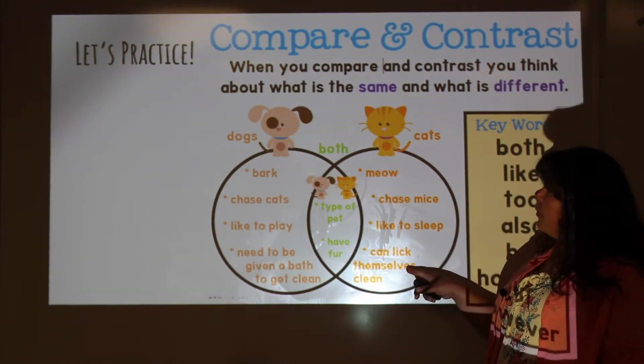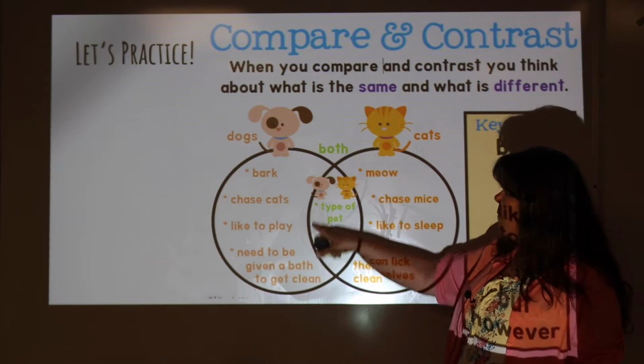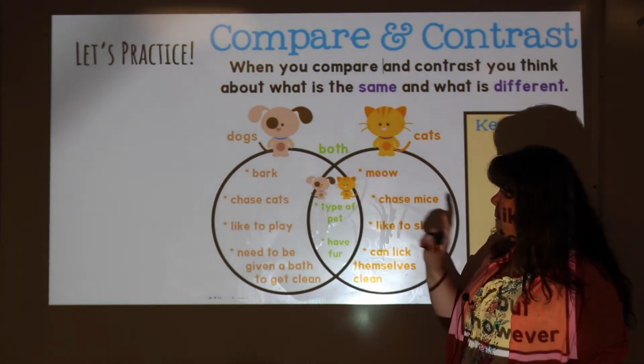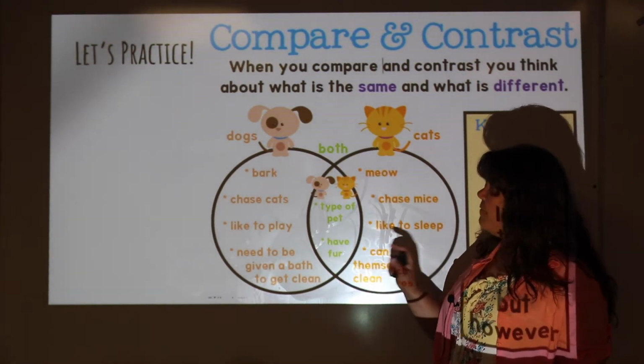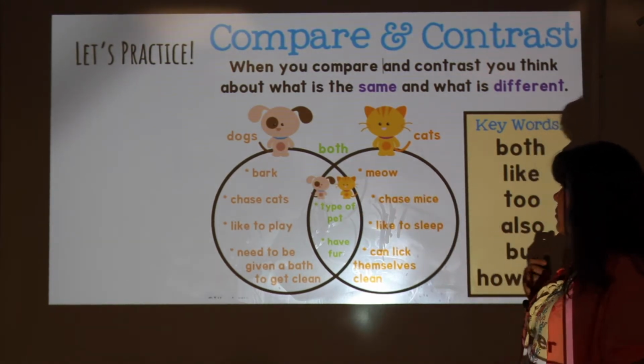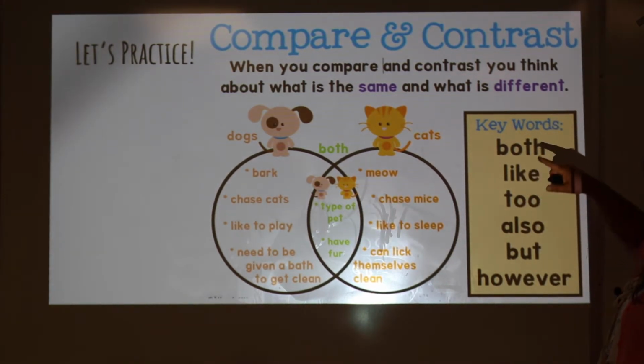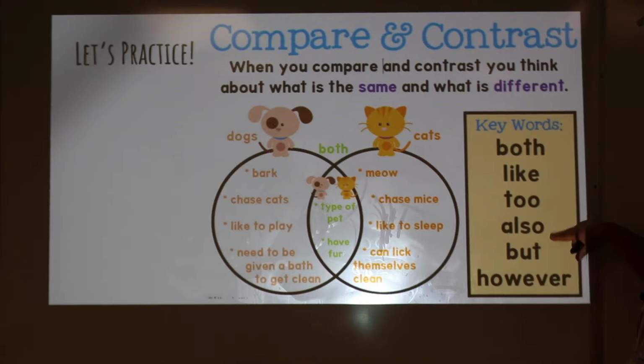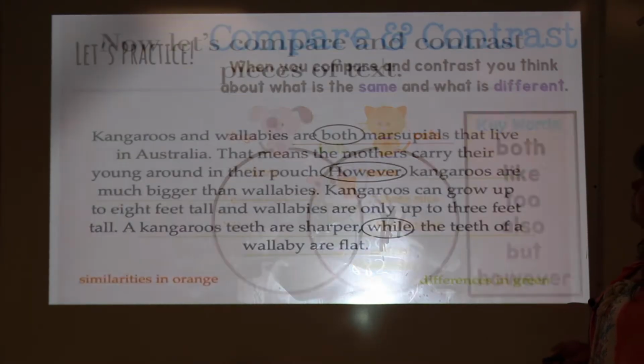What things do they both have in common that's the same? Well, they're both a type of pet, and they both have fur. And there could be some other things as well, like maybe they both live in a house or have owners. So there's more things. Some key words are things like both, like, too, also, but, and however, which we saw on the last page too.